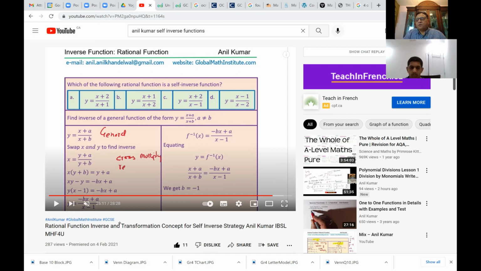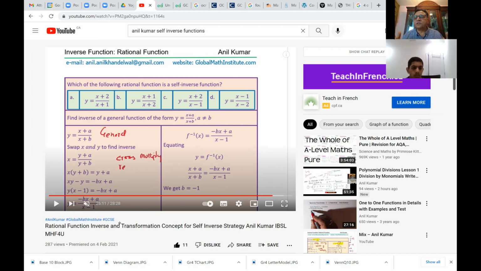And so we have learned strategies to answer multiple choice questions. Substituting a point and understanding what the inverse really is is a good method. And second is the general solution of the equation itself. So the equation is of the type (x + a)/(x + b). Find the inverse of this equation, and you get this as (−bx + a)/(x − 1).